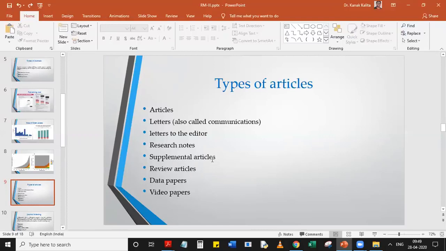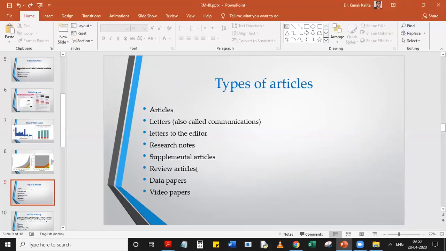You have drawn the conclusions in the article, but to justify them, if you could have provided some additional analysis or some additional data, it would have been better. So these are known as the supplemental or supplementary articles. These are basically not independent on their own. These are generally in reference to some article that you have already published. In these supplementary articles, you provide additional data or additional analysis for the article that you have already published.